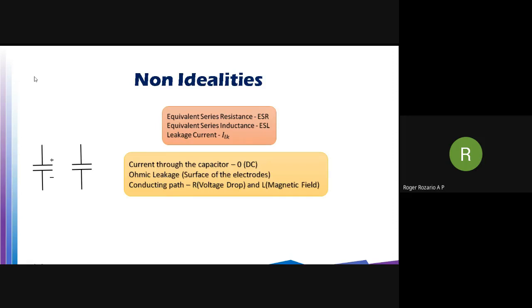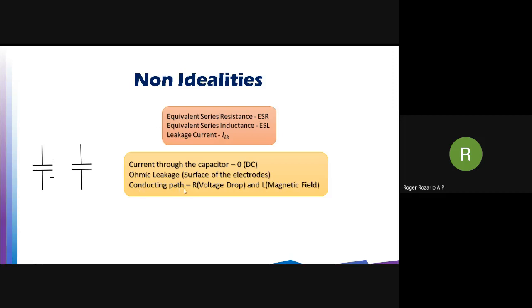And what is ESL? When current flows through a wire, a magnetic field is set up around it, and because of it, this ESL, equivalent series inductance, arises. So all these 3, ESL, ESR, and ILK, affect the performance of the capacitor.